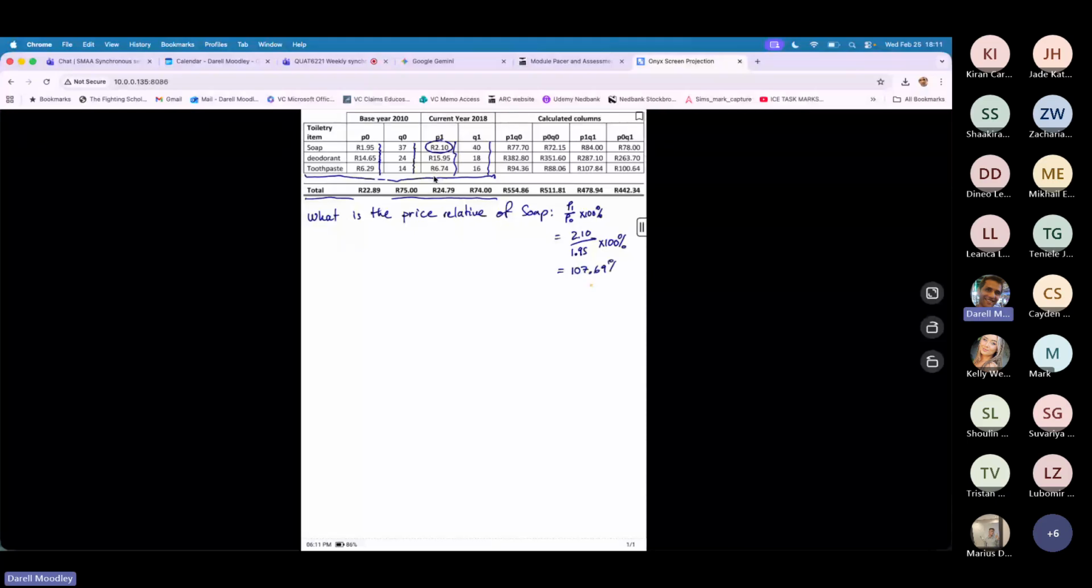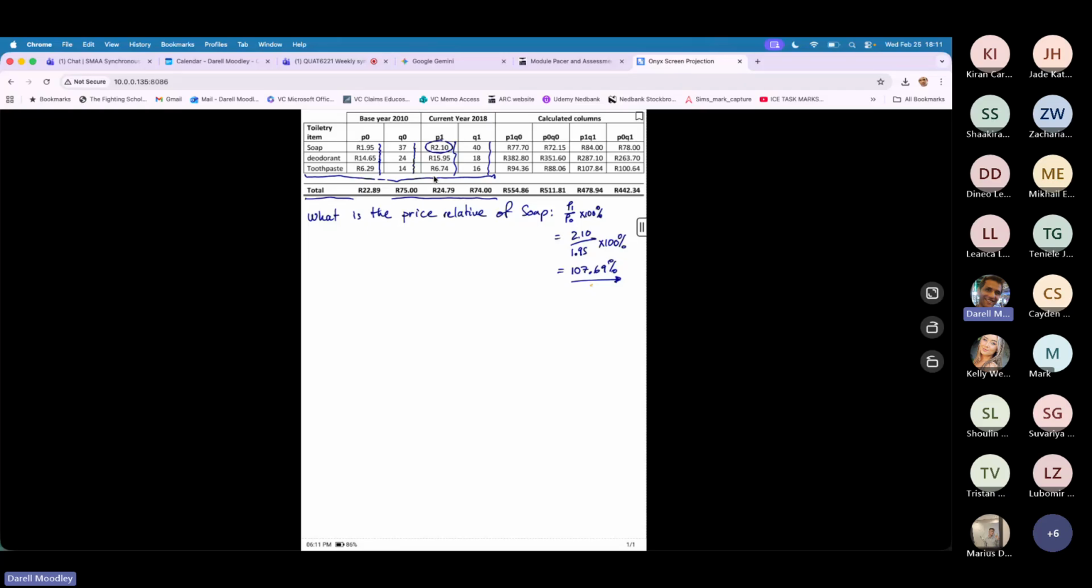And you're welcome to do these calculations along with me with your calculator, right? Now, we're not done yet because we worked out the price relative of soap, right? Now, always add this extra information in. Even if you're not asked for it, what you need to just include is how much has it changed by, okay? So what has the price of soap changed from 2010 to 2018?